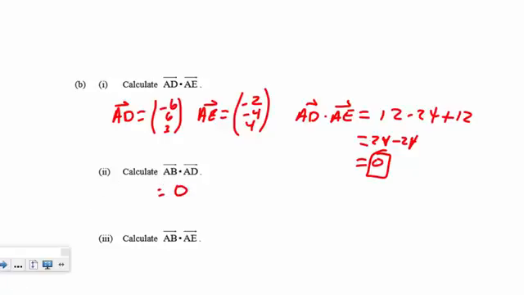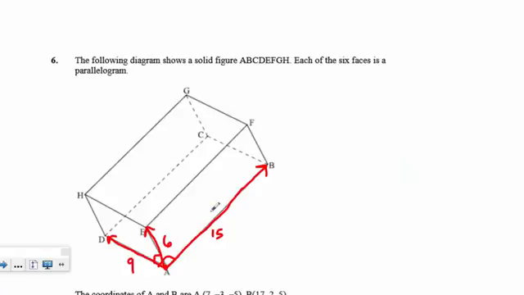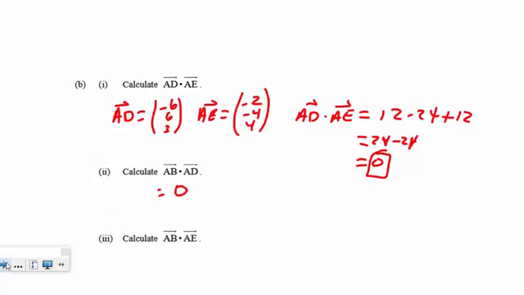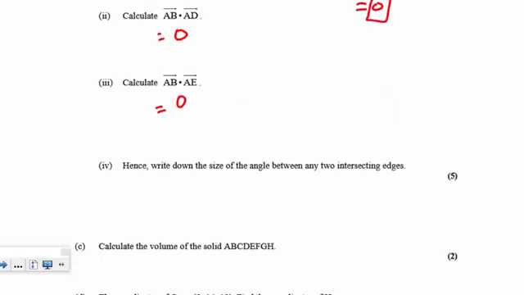Now they want AB and AE. So this one and this one here, I'm going to say this is also a right angle from AB to AE up here. So I'm going to say all these dot products are actually equal to 0 without actually solving all of them, because that's kind of a waste of time, really. Hence, write down the size of the angle between any two intersecting edges. Well, if the dot product is always 0, regardless of what the edges are, that means the angle between them is, you guessed it, 90 degrees. Those are a bunch of right angles.